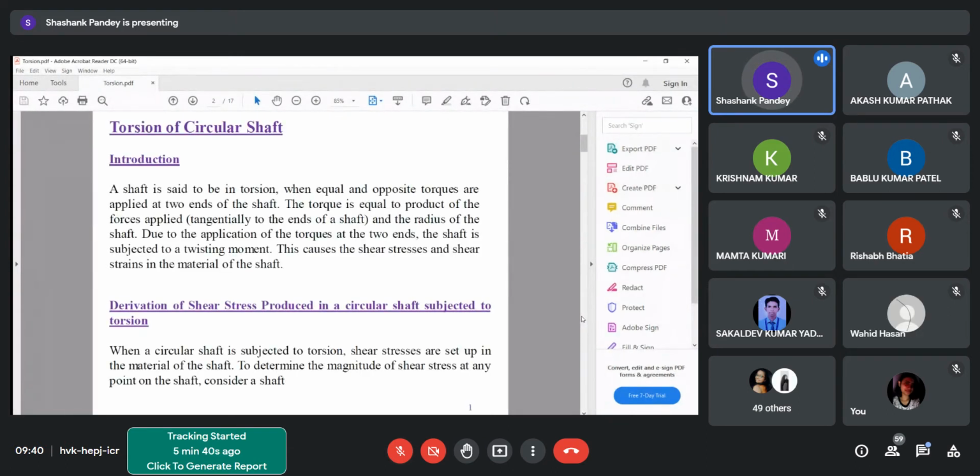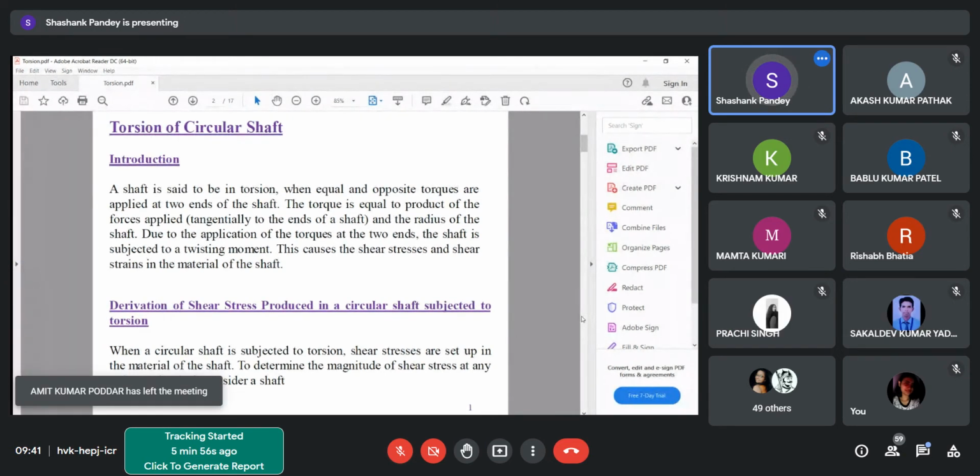Torsion of circular shaft. A shaft is said to be in torsion when equal and opposite torques are applied at two ends of the shaft. Torque is equal to the product of force applied and the radius of the shaft. Due to application of torque at two ends, the shaft is subjected to twisting moment. This causes shear stress and shear strain in the material.